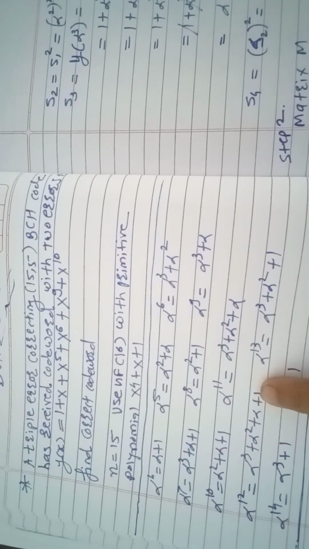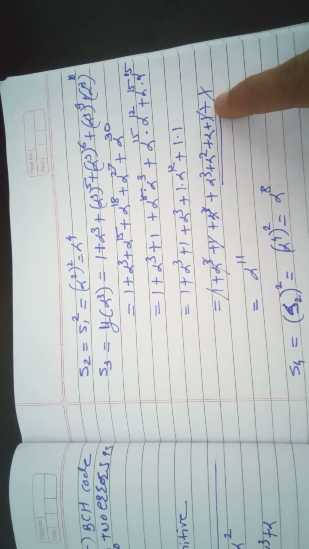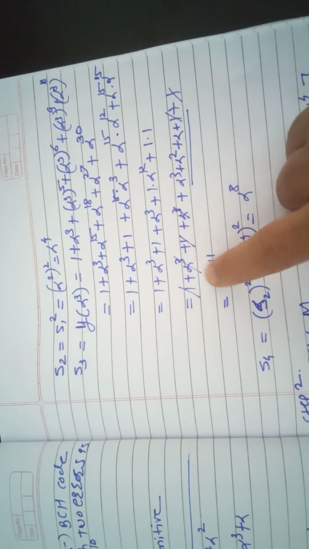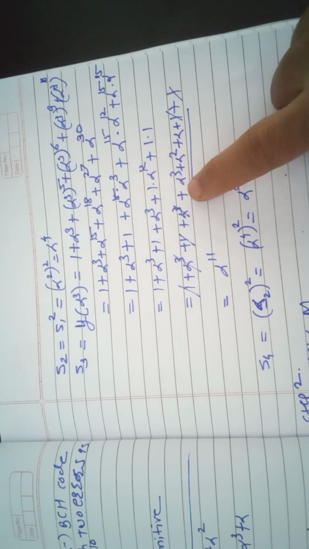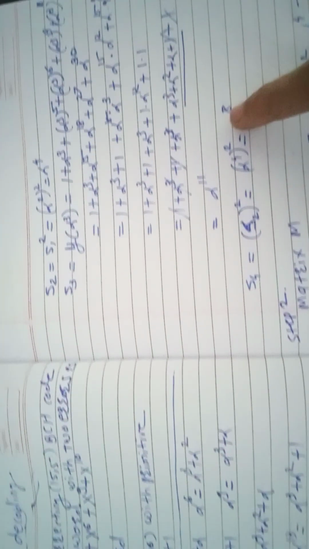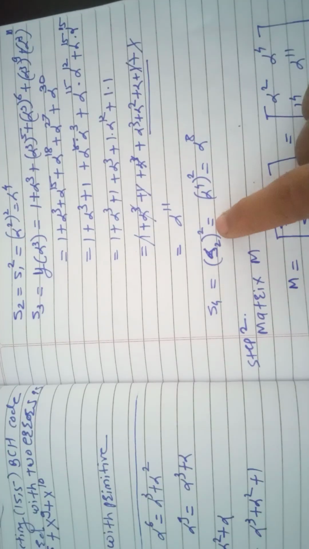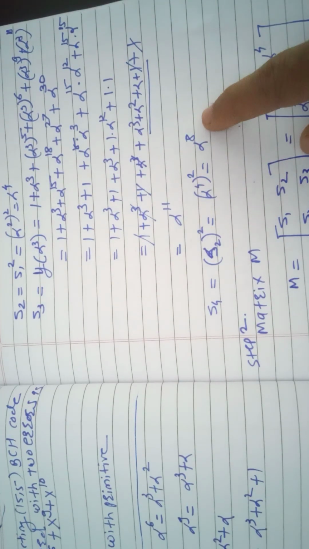Alpha cube plus alpha square plus alpha plus 1. So that is written here, alpha cube plus alpha square plus alpha plus 1. After that, similar terms are cancelled out, like alpha cube, 1, 1. Remaining is alpha cube plus alpha square plus alpha. So that is equal to alpha 11. Now S4 is S2 square. S2 is alpha 4. Alpha 4 square is alpha 8.